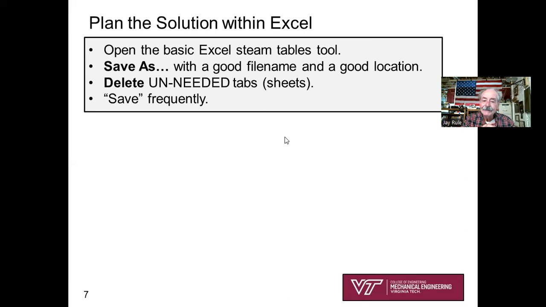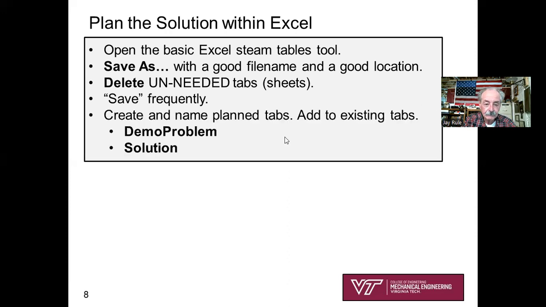We will delete the unneeded tabs. So our input data is SI, so we're going to delete the English units tabs. And we're going to try to remember to save frequently. We're going to need to create and name 2 additional tabs from scratch. And we'll call one demo problem. That's where we're going to write down the given information and the problem statement, sketches. And then we're going to have a second tab that is the numerical solution.